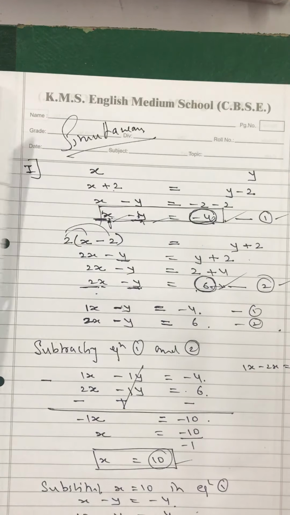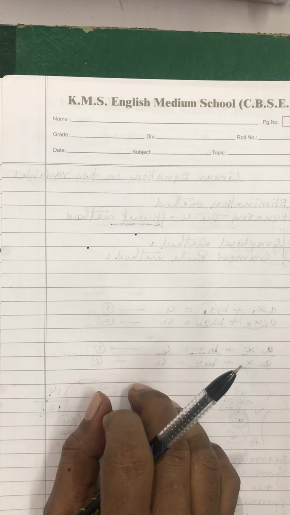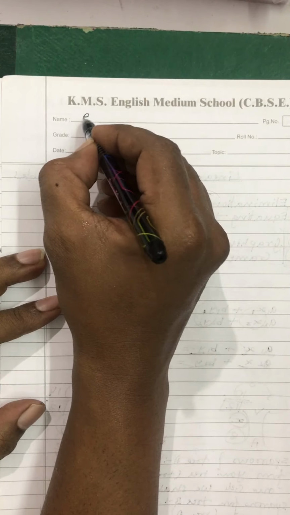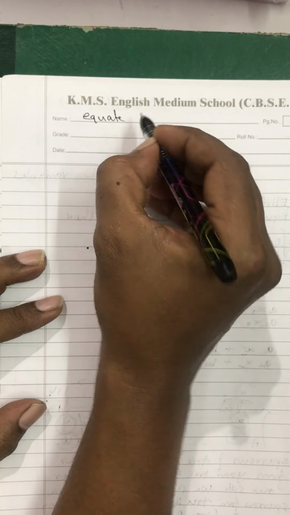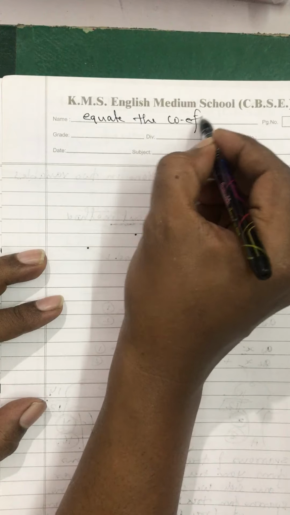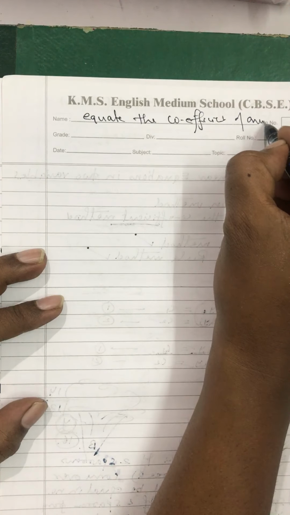See, the equating the coefficient method, if I start this topic now. Basically the name itself is telling you: you have to equate the coefficients of any one variable.